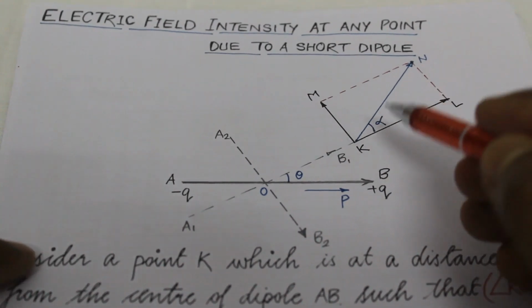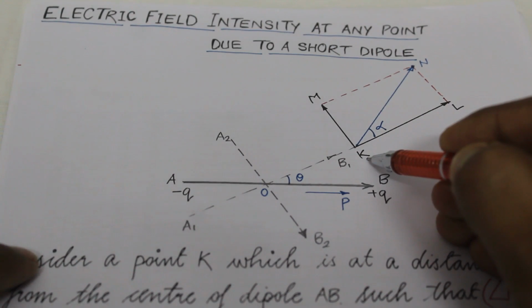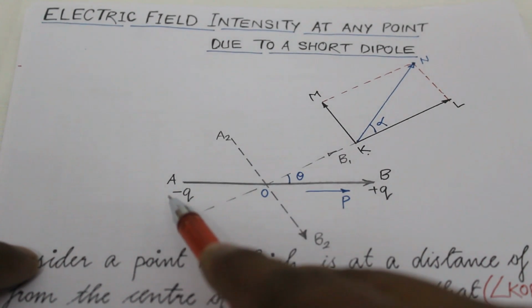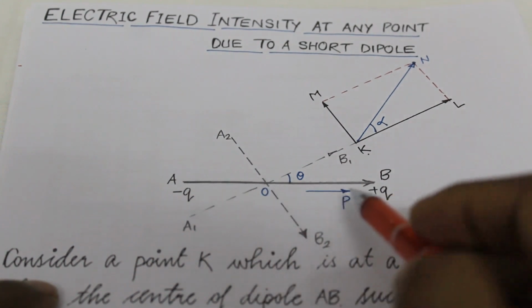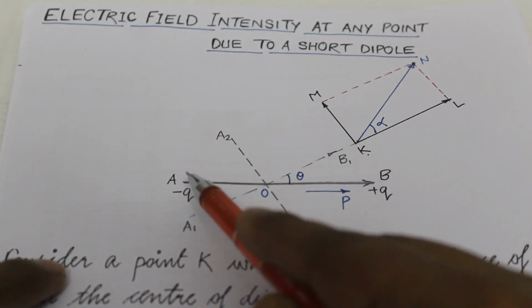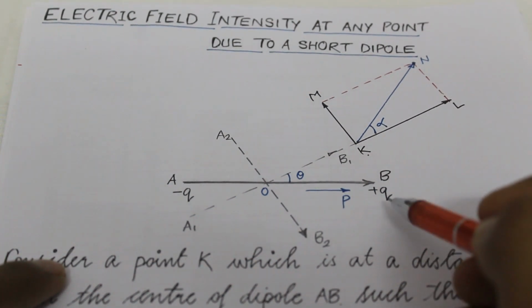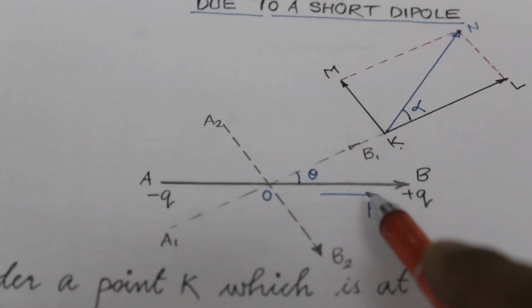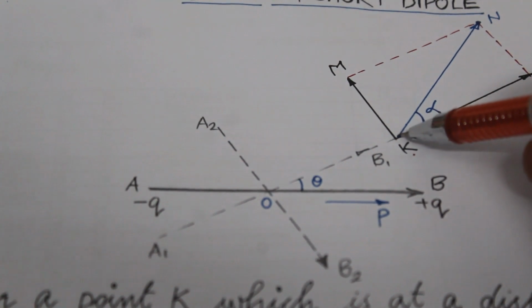Now I have considered a point K and I need to find the intensity of the electric field at this point K due to this small dipole AB whose center is O, and the length of the dipole is very short. At point A, minus Q charge is there. At point B, plus Q charge is there, and as we know the direction of the dipole moment is from negative to positive, which I have drawn here as you can see in the diagram. Now how do we find the intensity of the electric field at point K?